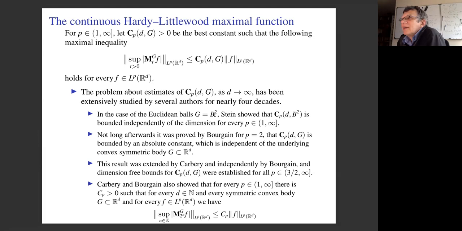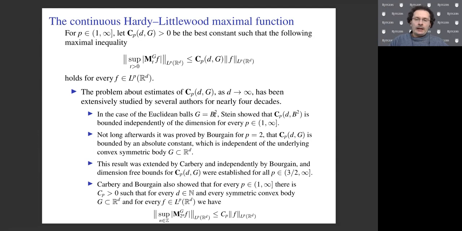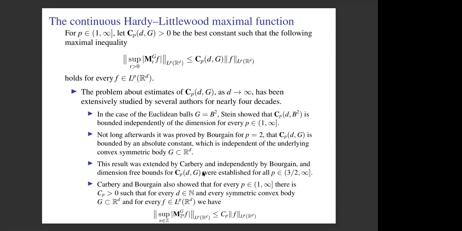This is the metric. That's right. And that was the starting point of this line of research. Not long afterwards, Bourgain showed that for p equal to 2, this optimal constant in the Hardy-Littlewood inequality for the operators taken over all convex symmetric bodies is independent of the dimension. And this result was extended by Carbery, and independently by Bourgain, to dimension-free bounds for this optimal constant for all p bigger than 3/2.